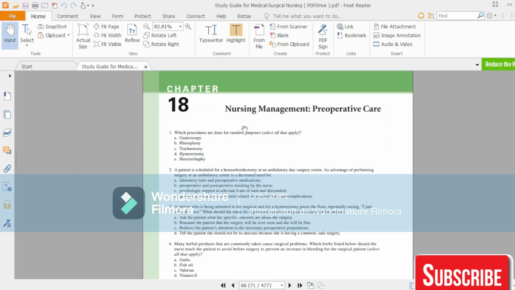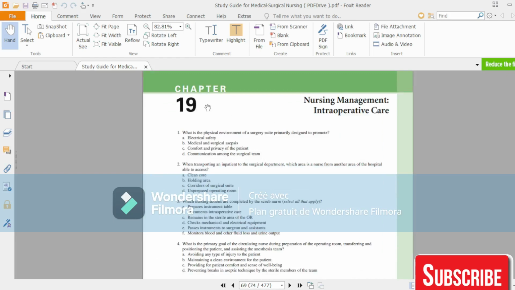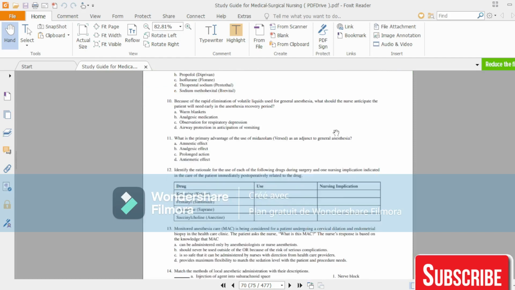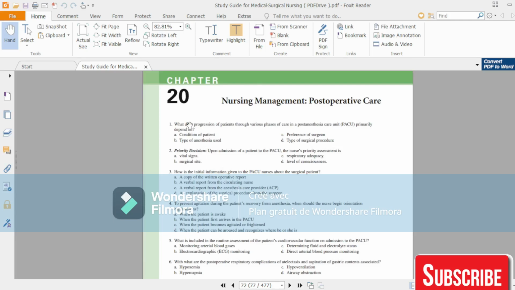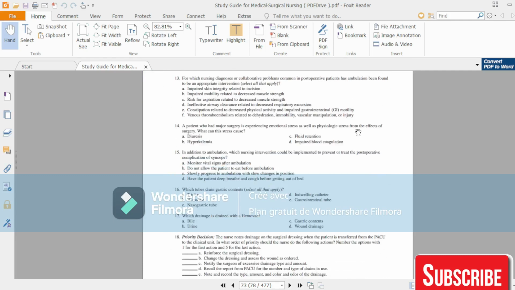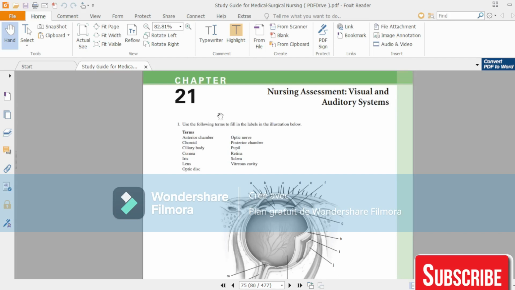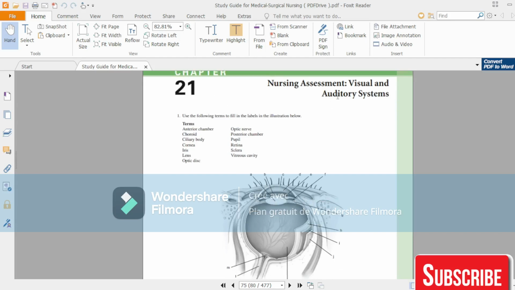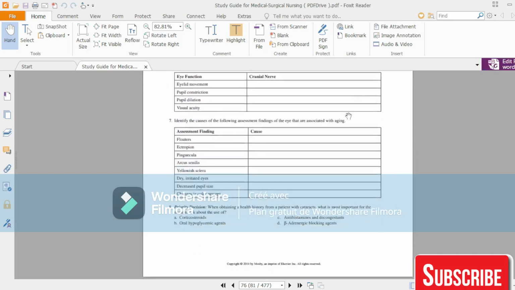Chapter number 18, the nursing management, preoperative care, as you can see here. Chapter number 19, the nursing management intraoperative care, as you can see, with the case study also and discussion questions. Chapter number 20, with the nursing management postoperative care, as you can see here, with also the case study and the discussion questions. Chapter number 29, with the nursing assessment visual and auditory system, as you can see here.